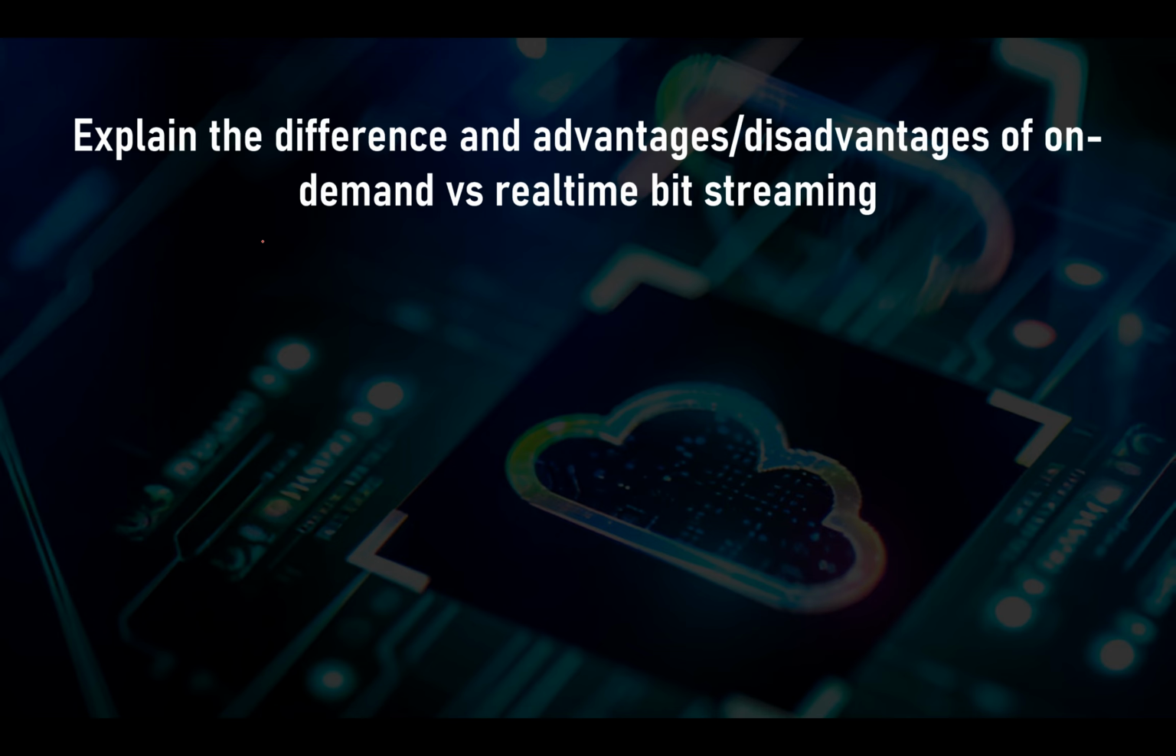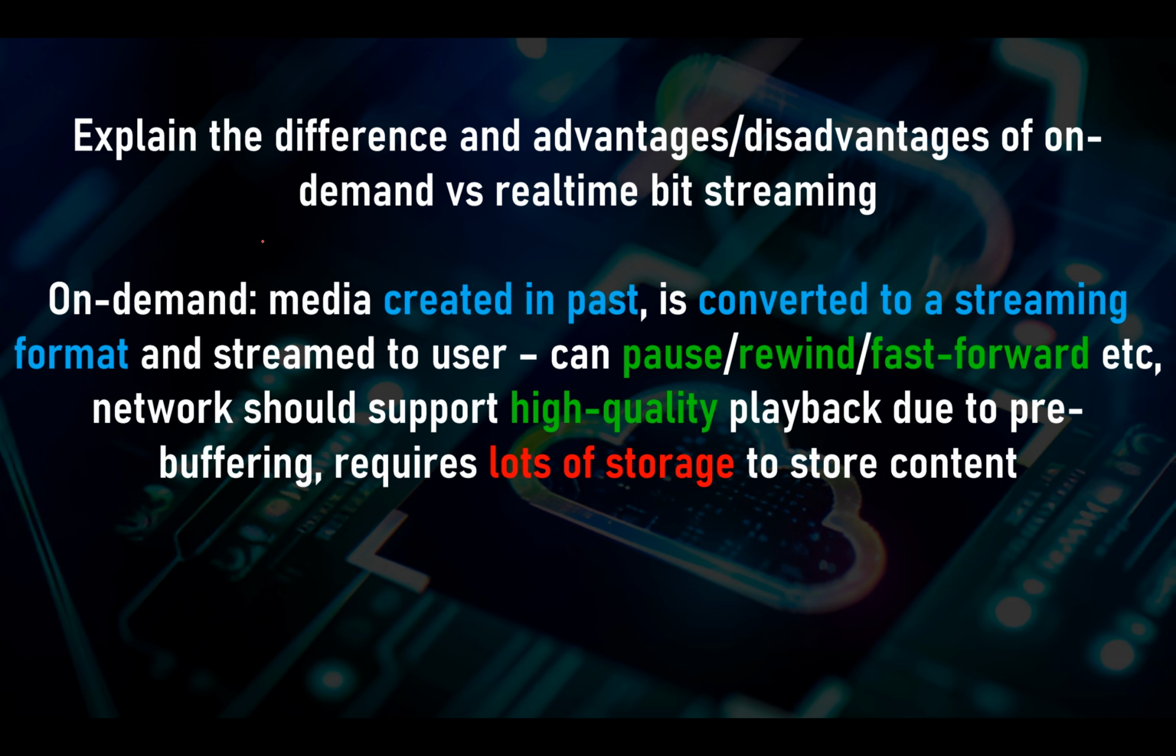Finally then, let's explain the difference and the advantages and disadvantages of on-demand and real-time bit streaming. So again, if you've paused the video and had a go, on-demand, we say the media is created in the past, then converted to a streaming format and streamed to the user. Because of this, the user can pause, rewind, fast forward, etc. Also, because of pre-buffering, hopefully we can get a high quality stream, high quality playback of video and audio. And that's because, let's say the video has an average bit rate of maybe 10 megabits per second.